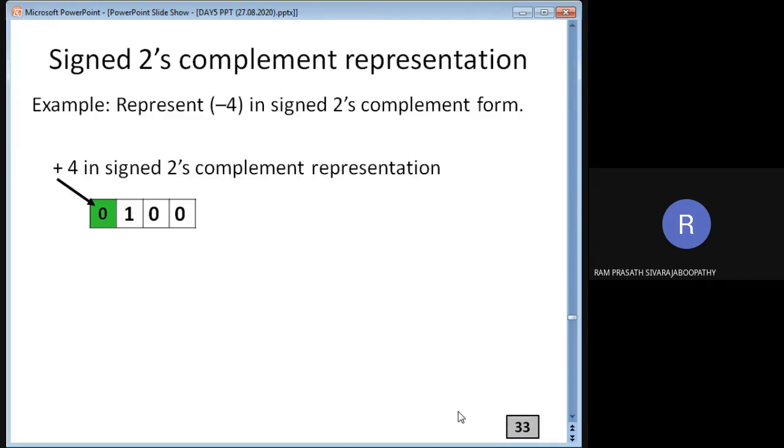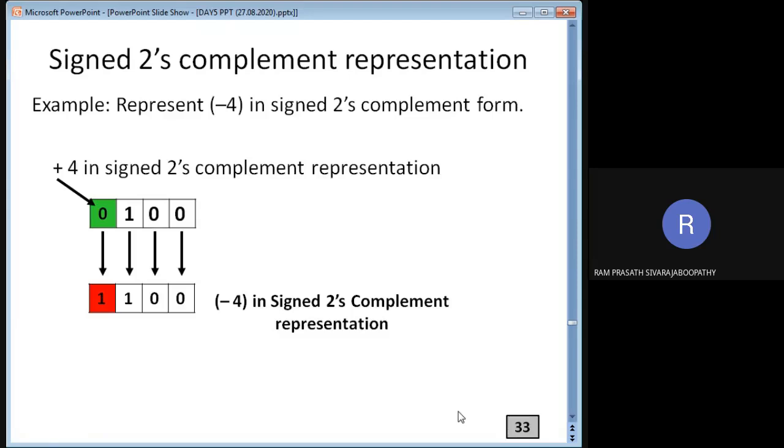Now, how to find the negative of this number? Can you type it in the chat? The positive number is represented here. If we want the negative of this number, what should we do? Sabari Seti, whether we have to do 1's complement or 2's complement? We are speaking about signed 2's complement representation. First, we have to take 1's complement. Then what we have to do? We have to add 1 with it to find the 2's complement value. Is it correct? Okay. So 1's complement plus 1. So perform 2's complement. We will be getting the answer as 1100. It is -4 in signed 2's complement representation.